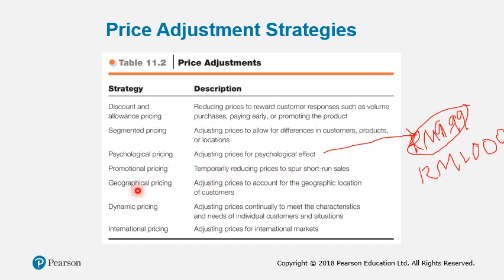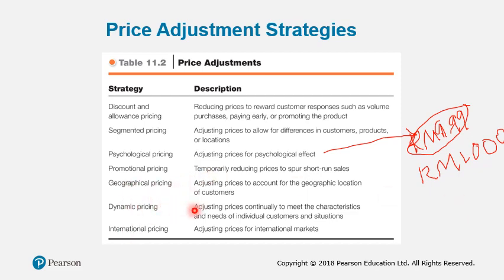Next is geographical pricing, adjusting prices to account for the geographical location of customers. Like 9 ringgit 90 cents in West Malaysia, but then in Sabah and Sarawak it is 15 ringgit. So that is really typical, right? Free postage throughout Malaysia except Sabah and Sarawak. So Sabah and Sarawak have to pay for the shipping costs. So that is geographical pricing.